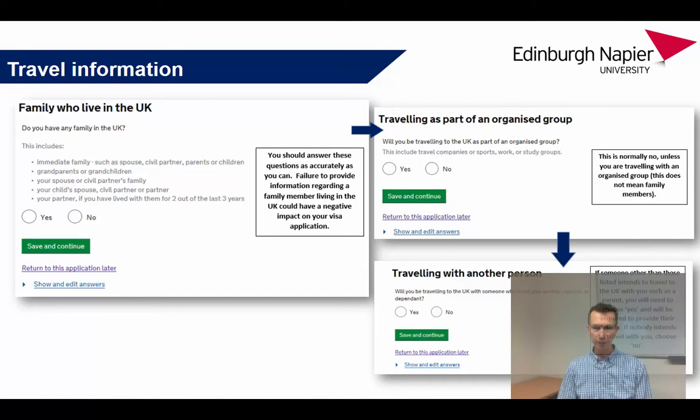Travelling with another person. You may be travelling here with another person. Your parent might decide to come over with you just to help you settle in. So do answer again that question as applicable. And then if there is someone travelling with you, you will have to provide their details. Obviously if you're just travelling yourself, then just click no.